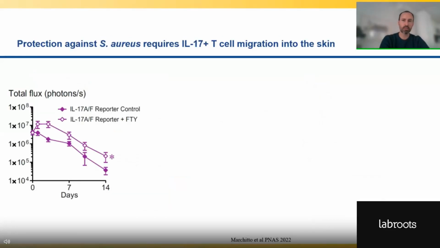For example, in this study, we were interested in understanding whether T-cell migration was important for host defense against Staph aureus skin infections. To model this, we used the IL-17A/F reporter mice and treated them with FTY, which is a compound that prevents the migration of T cells from the draining lymph node into the skin, or a vehicle control. And what you can see here is by bioluminescence, there's a significant increase in the bacterial burden in mice treated with FTY, suggesting that T-cell migration is in fact important for host defense.